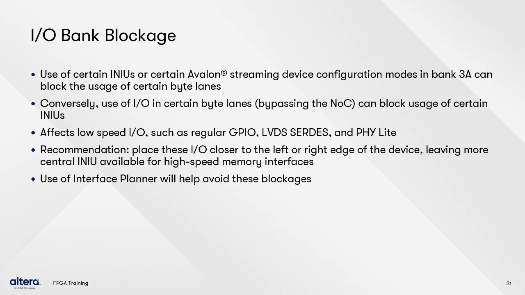Looking at I/O bank blockage a little more closely, the use of certain INIUs, Avalon streaming device configuration options, and low-speed interfaces block certain byte lanes in the I/O banks. Conversely, the use of certain I/O byte lanes that bypass the NoC can block the usage of certain INIUs. To help prevent these blockages, if possible, place low-speed I/O closer to the left or right edge of the device. This leaves more central and adjacent INIUs available for EMIF and HBM2E access. Using Interface Planner to place the high-speed interfaces can help to avoid these blockages and leave room for lower speed I/O.